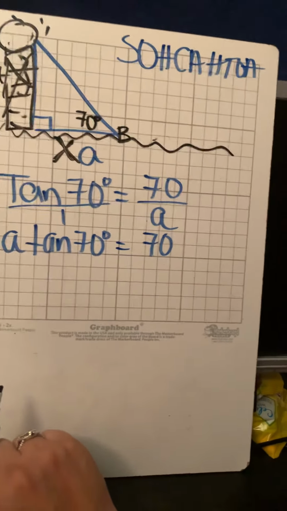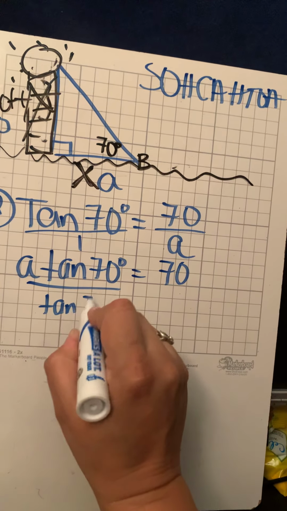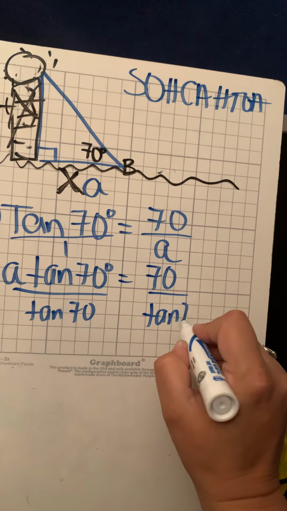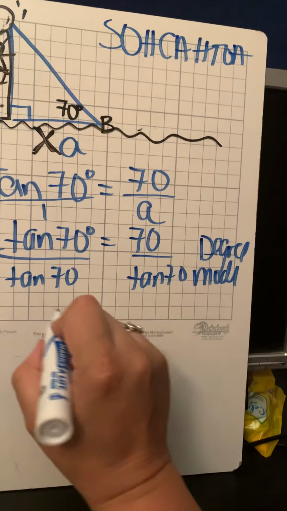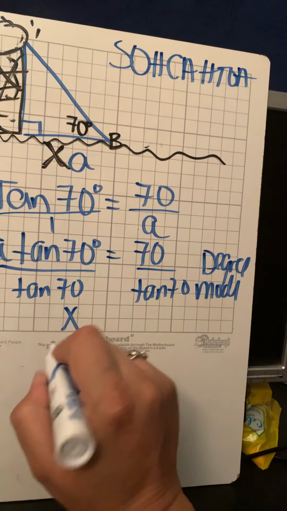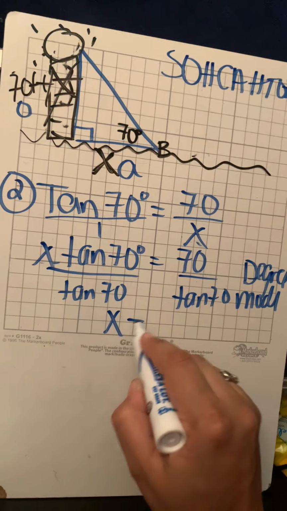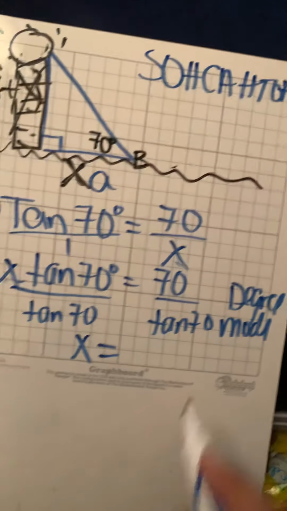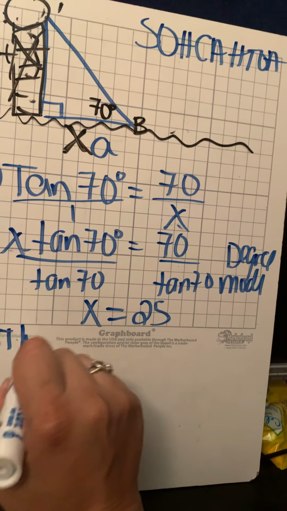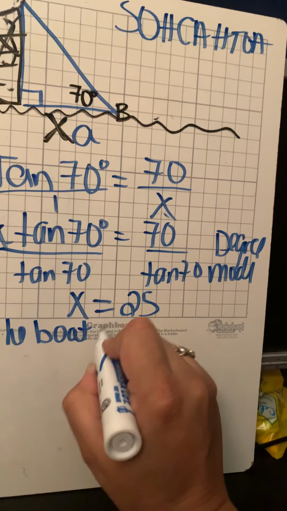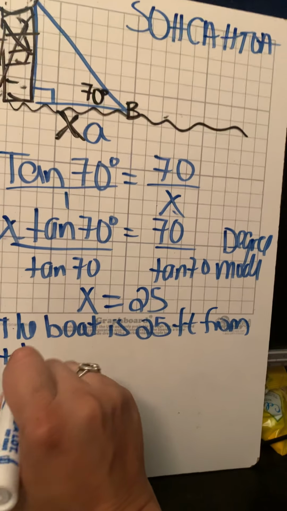Well, how do I get A by itself? We're just going to divide by tan 70. Make sure your calculator is in degree mode. So that means x, I shouldn't say A, I should have said x, equals approximately 25. So now I would say the boat is 25 feet from the lighthouse.